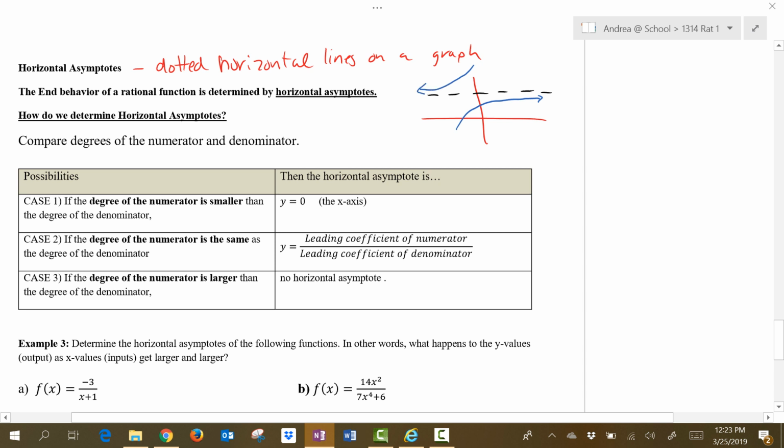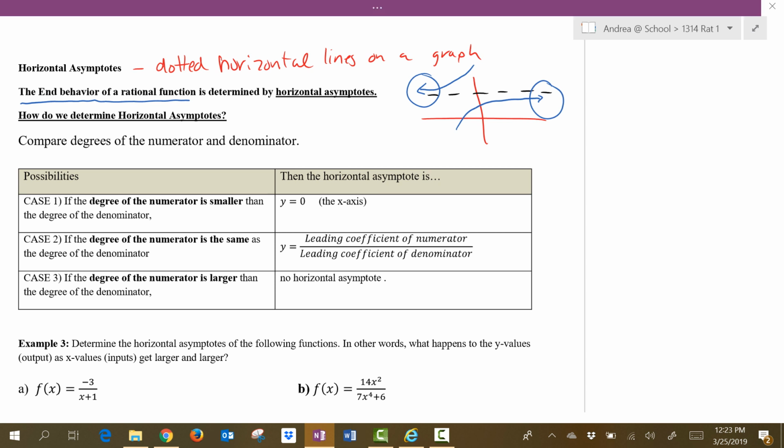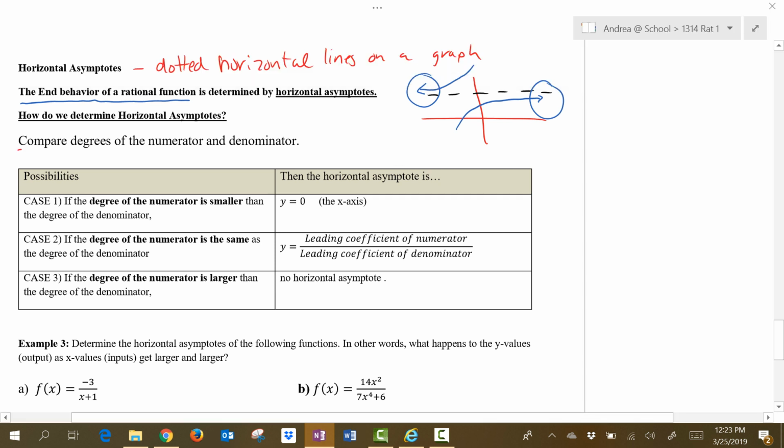Essentially, the horizontal asymptotes are what we would call the end behavior of a rational function. We want to know what the arrows are doing to the very far left and very far right of that rational function. How do we determine what the horizontal asymptote is? The horizontal asymptote is determined by what we call comparing degrees. We are going to determine what is the degree of the numerator, what is the degree of the denominator, and then we will compare those degrees.